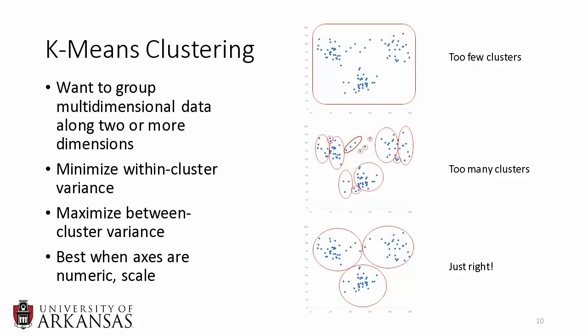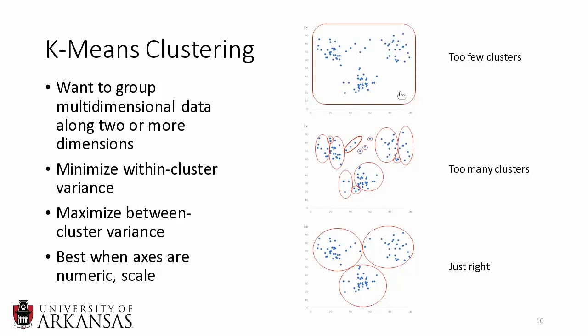The idea here is you want to minimize your within cluster variance. So everybody in the same cluster is going to be very similar to each other, and maximize your between cluster variance. So different clusters are going to be very different from each other. It's best when your axes are numeric, and this does require you to scale your data. This is just an example of what it might look like.